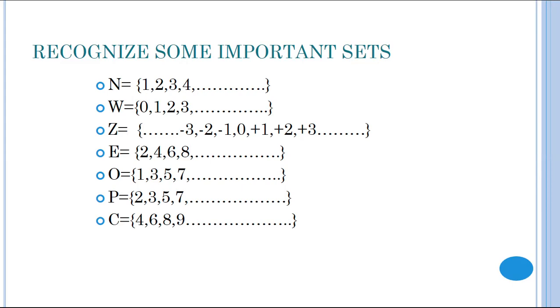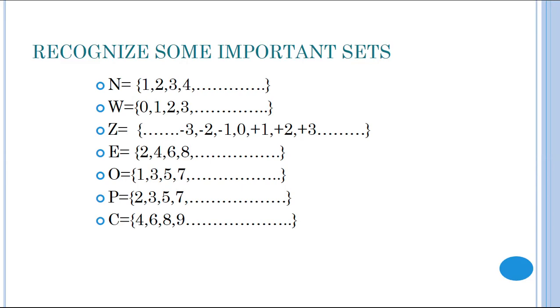Third is integers. Students, integers are the numbers which include negative numbers and whole numbers. The concept of negative numbers is when 2 minus 3 is equal to minus 1, 2 minus 5 is equal to minus 3. So this is the concept of negative numbers. So when we join negative numbers and whole numbers, this is integers.